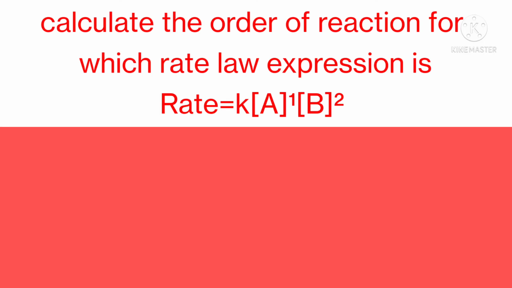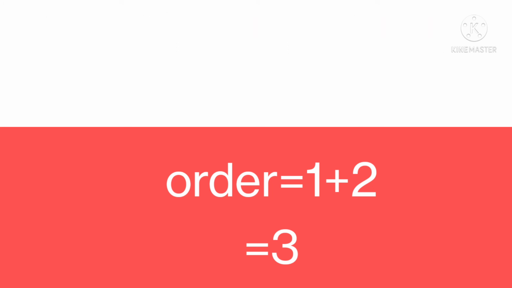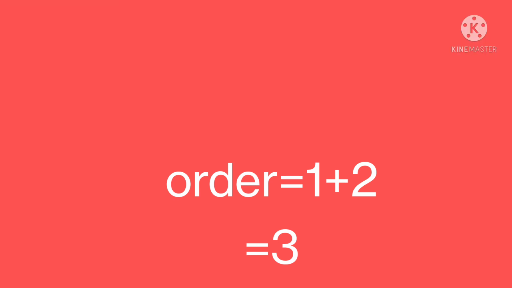Calculate the order of reaction for which rate law expression is rate is equal to K into concentration of A raised to power 1 into concentration of B raised to power 2. So the order of reaction will be the sum of the exponents as appearing in the rate law expression, that is 1 plus 2 is equal to 3. So order of reaction will be 3.